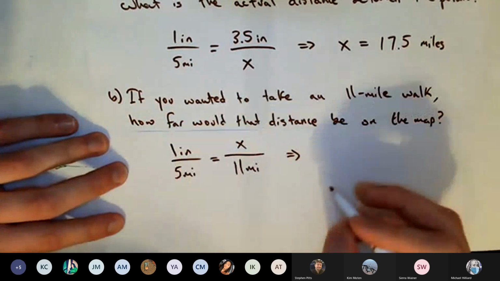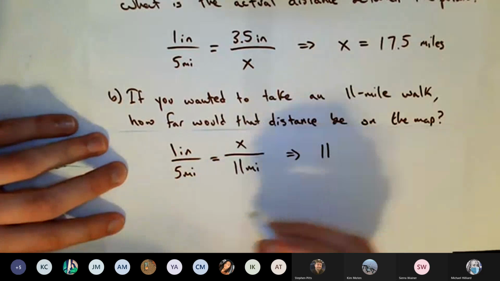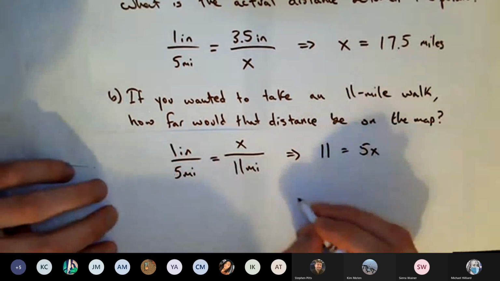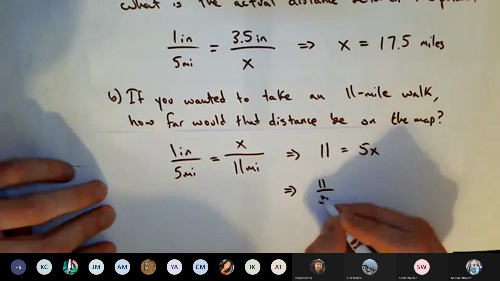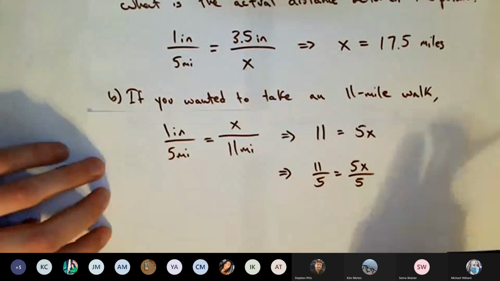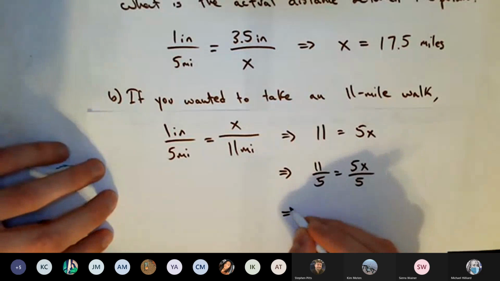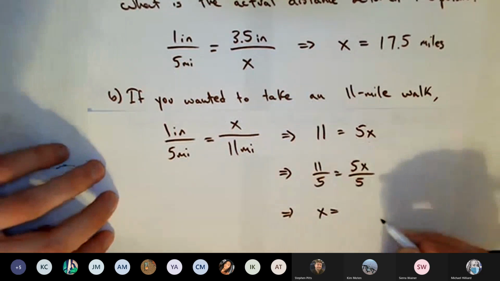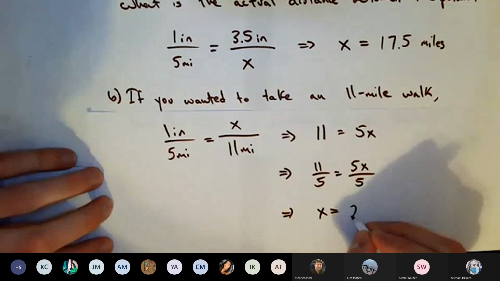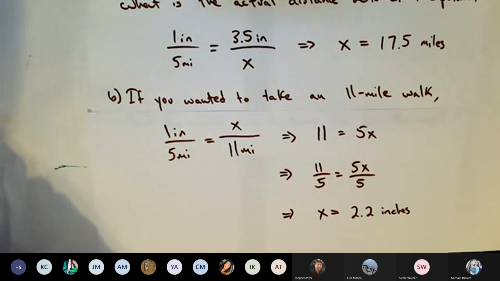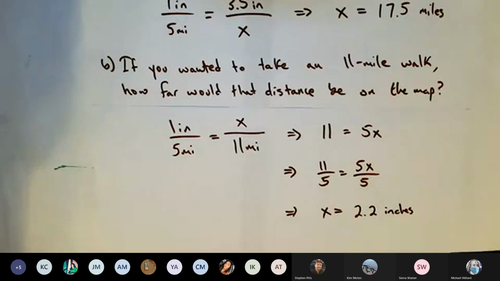Okay, cross multiplying 1 times 11 gives me 11, and x times 5 gives me 5x. Then to finish this problem off, we do need to divide by 5 on both sides. Of course, the 5 cancels on the right-hand side as I've written it. I'm going to flip it around and say x is equal to 11 over 5. The calculator will tell you the answer, and you're going to get 2.2. And this is inches. This is a distance on the map, right? If you're going to take an 11-mile hike or walk, then on the map, that would look like 2.2 inches.